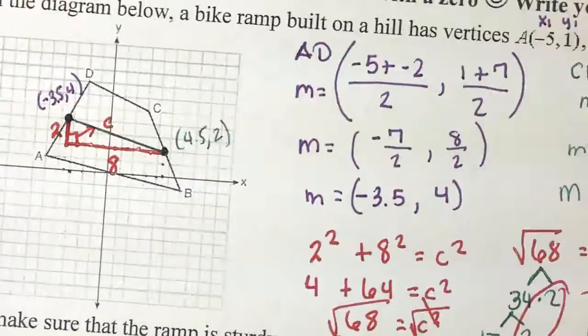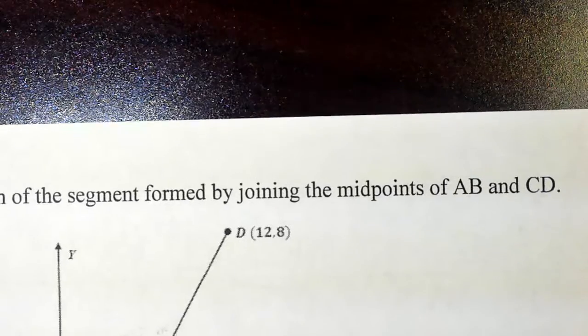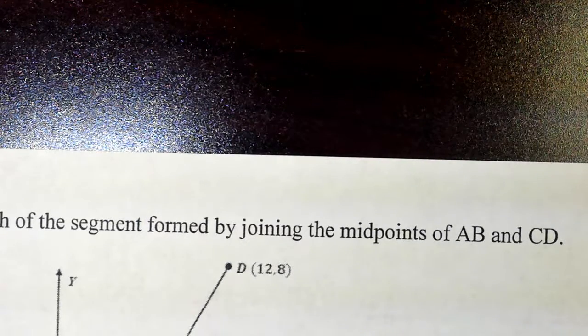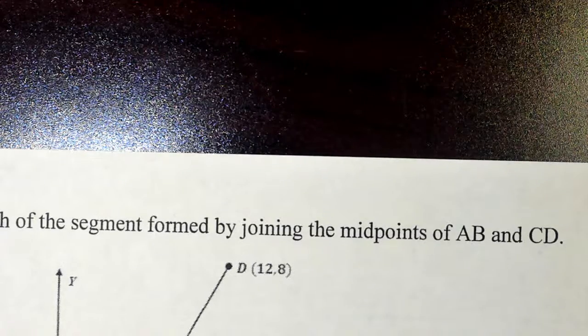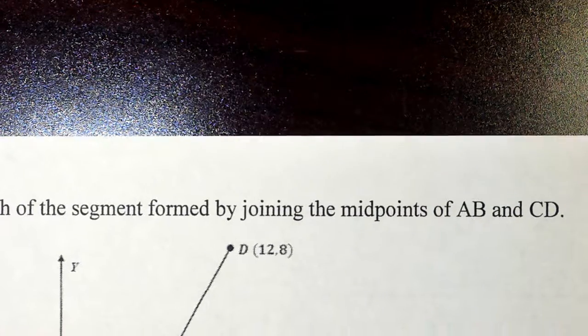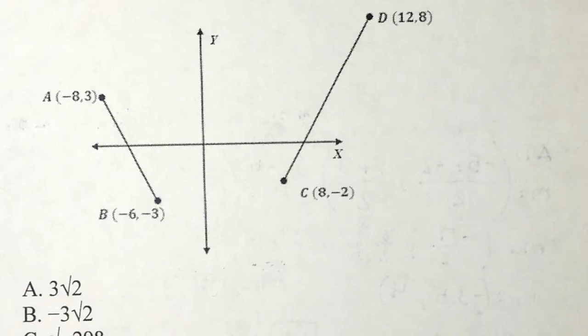So once again, number 1 and number 4 pretty much identical. If you look at number 4 on the back, it's talking about the midpoints of A, B, and C, D, and then after that it says find the length of the segment formed by joining those midpoints. So you're going to find the midpoints, make a segment across there, and find the length of that. Same thing as we did on number 1. Only thing is it's not on the graph for you. You're going to need to put that on the graph for yourself and do it.